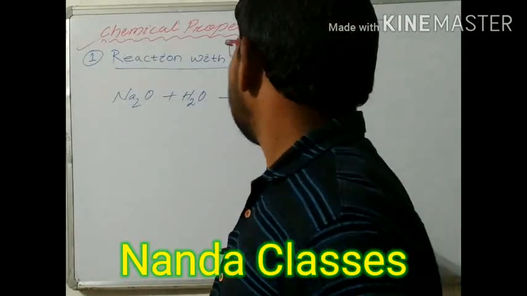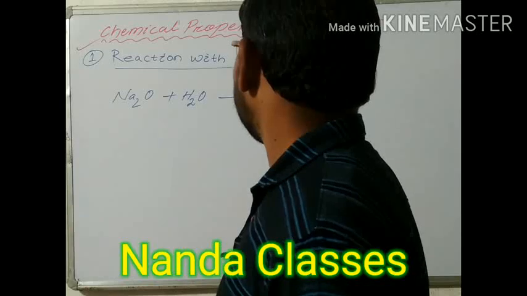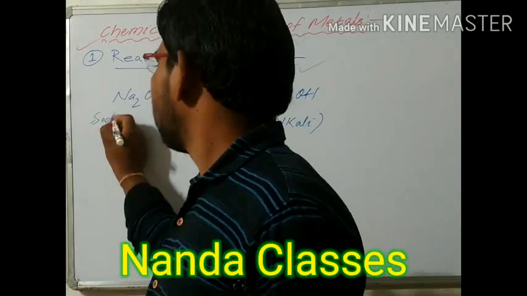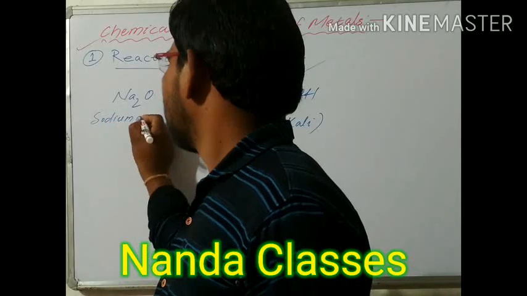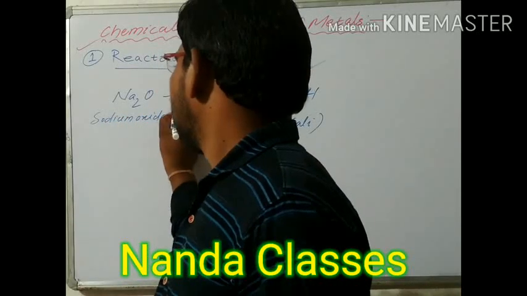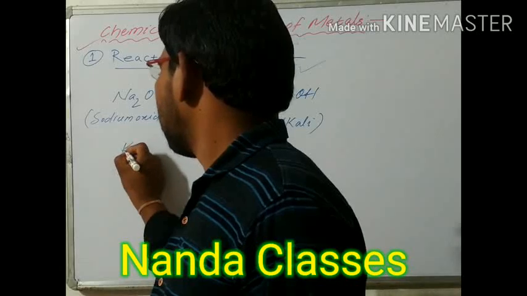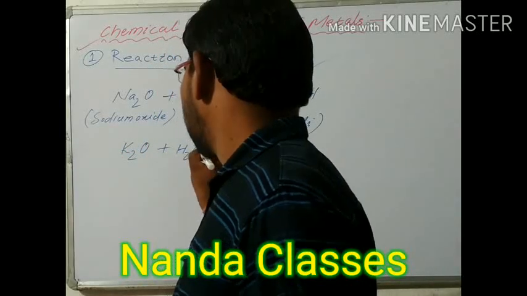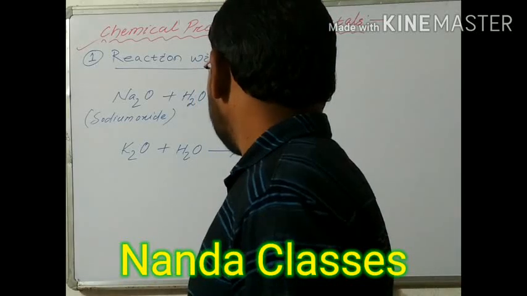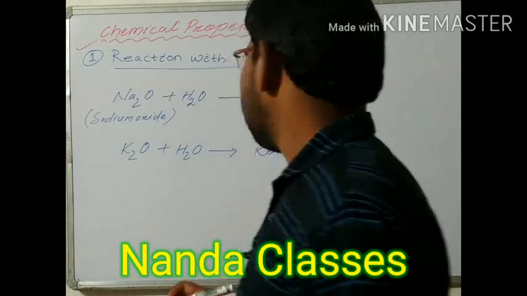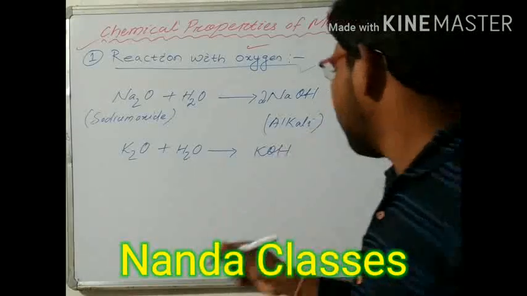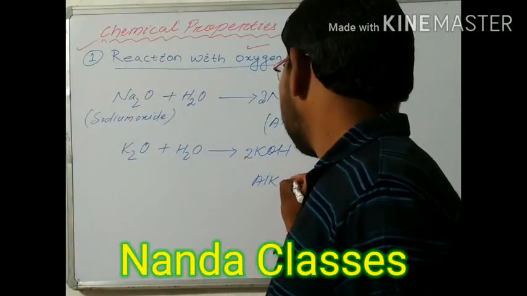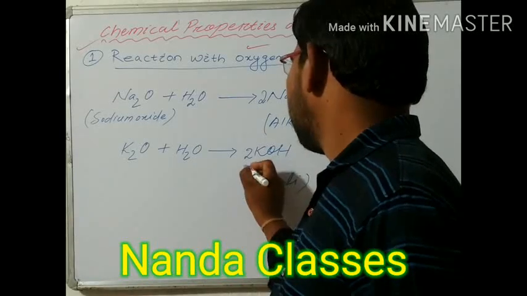We have to balance this equation, so we multiply by 2. This is sodium oxide. Another example is potassium oxide, K2O, plus H2O, which forms KOH, potassium hydroxide. It is also an alkali. Here we multiply by 2.